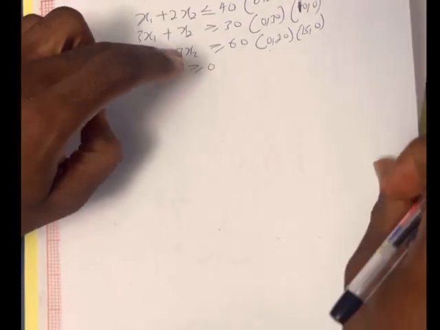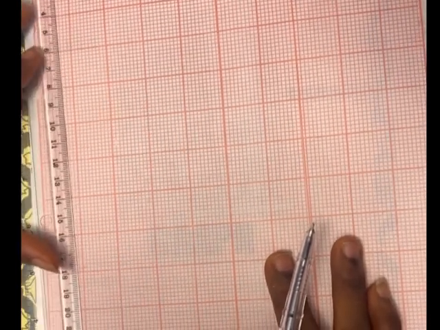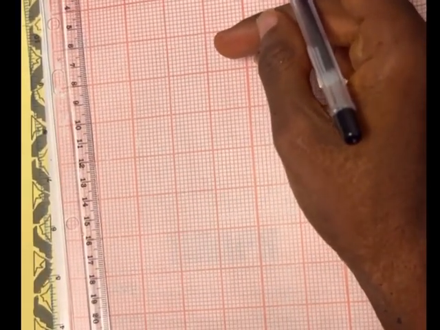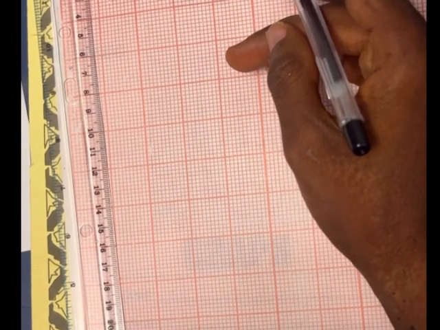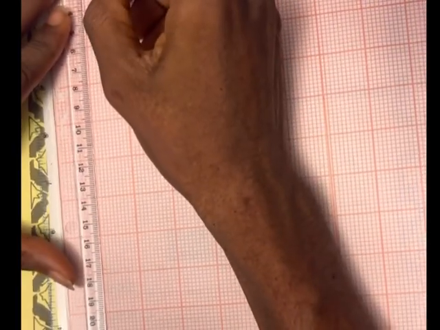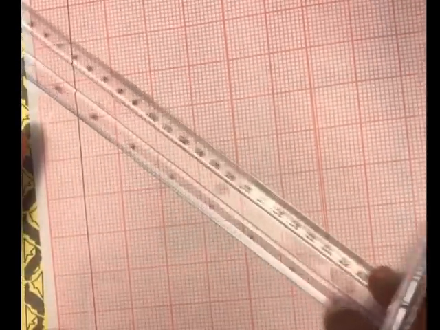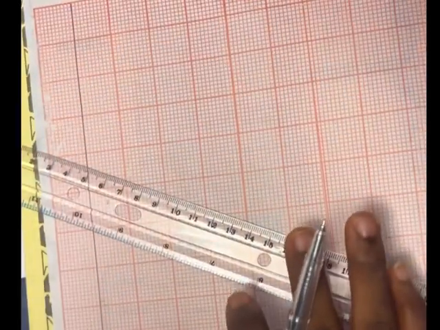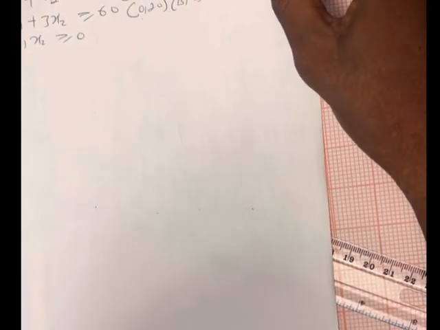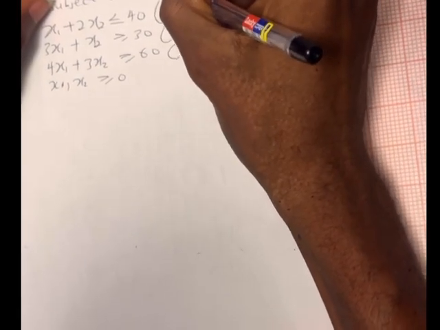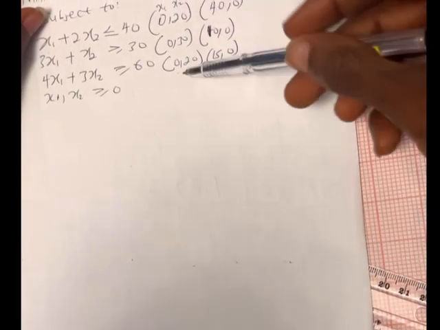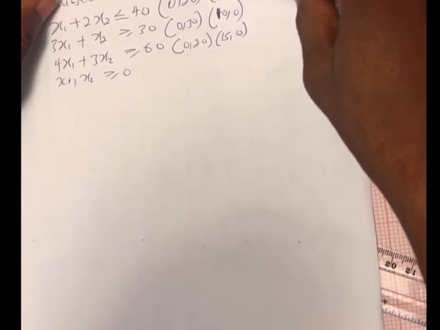So I have to apply this on a graph. So I have to draw my graph. So my x1 and s2. Since there is no negative, that is, x1 is not negative, s2 is not negative, it means I can start my graph from here, because our constraint must be greater than or equal to 0. So from here I can use my scale, because our highest number for x1 is 40 and my highest number of s2 is 30.